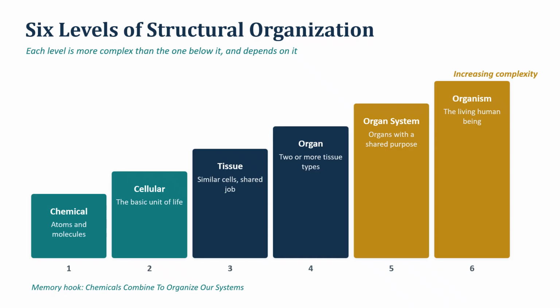Two things here to notice. First, complexity increases as you move up. Second, every level depends on the one below it. If something goes wrong at the chemical level, for example, an electrolyte imbalance, the effects show up all the way at the organism level. That is why this hierarchy matters clinically and not just academically.